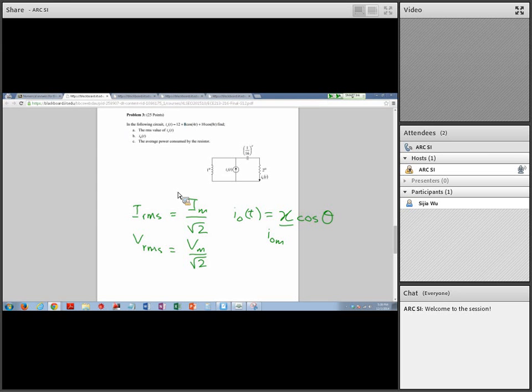But what if I0 of t comes out to be multiple frequencies? And you do the I0 RMS, you have to find it by squaring the coefficients and taking the square root. And then you can do I squared times R.